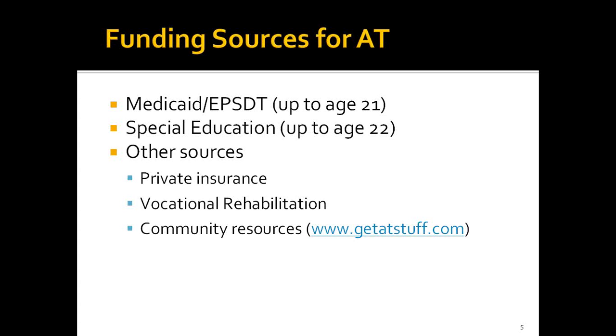Special education is the other major funding source for assistive technology, but there are other sources around. You can get private insurance to cover it. In fact, that speech-generating device that I talked about was covered partly by private insurance, partly by Medicaid. So some private insurance will cover some assistive technology, though generally not as expansively as the other sources. Voc Rehab is often a very good source, including for children.